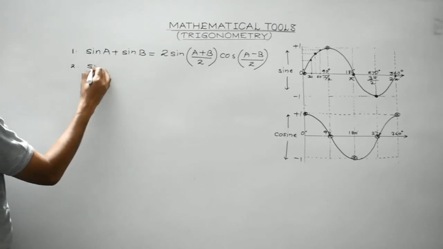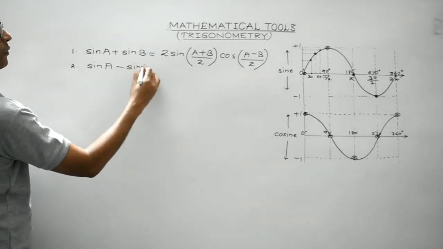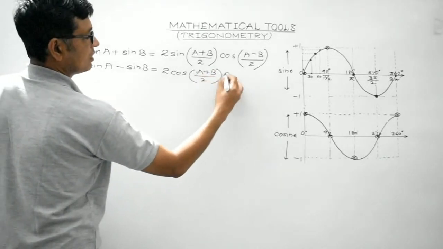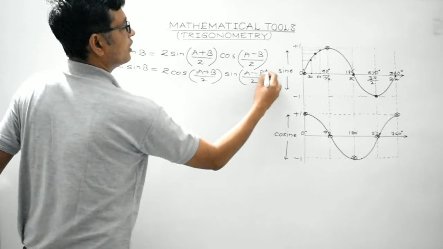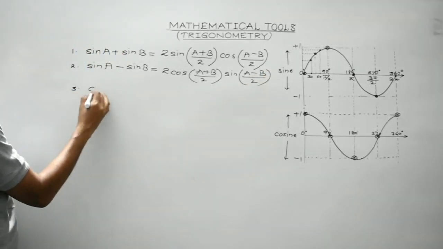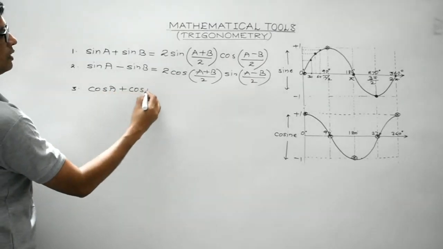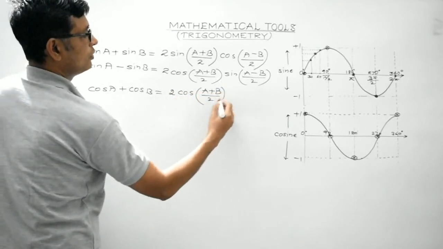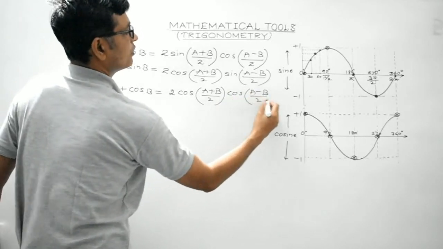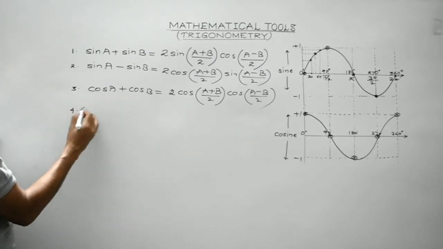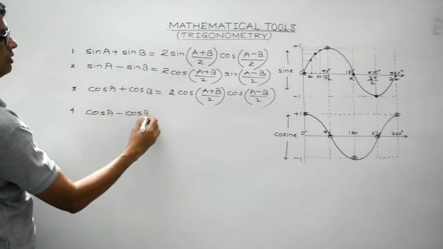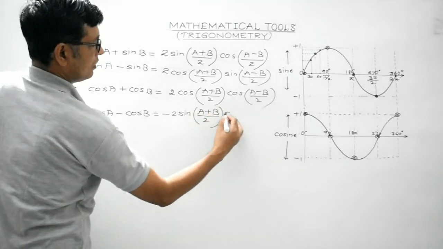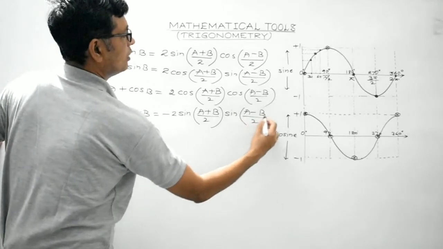Second is the subtraction of two sine functions, sine A minus sine B. It is twice cos A plus B by 2 sine A minus B by 2. Right, students? Now the third one is for the addition of cosine functions, cos A plus cos B. It is equal to twice cos A plus B by 2 cos A minus B by 2. And the last one, students, the fourth one, cos A minus cos B. It is equal to minus twice sine A plus B by 2 sine A minus B by 2.